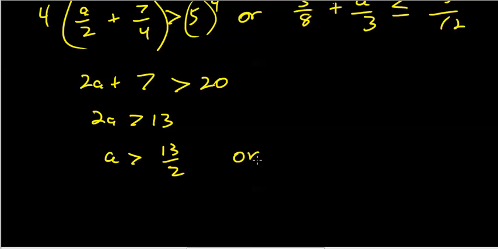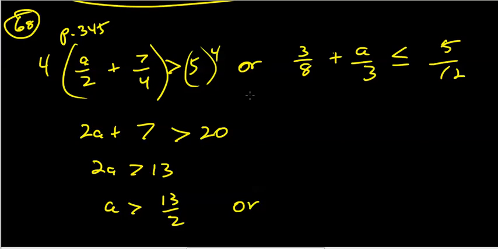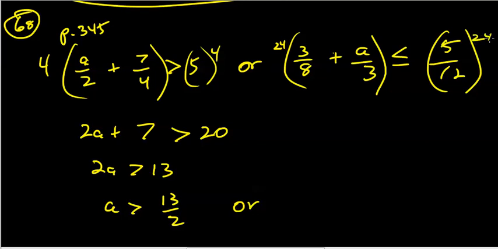Alright, so that's the solution for the left branch of our expression. How about the right? Well, let's see. 3/8 plus a over 3 is less than or equal to 5/12. The LCM of all these denominators is of course 24. So I claim if I multiply both sides by 24, playing my cards right, all these fractions will go away. I'll get something a lot more pleasant to deal with.